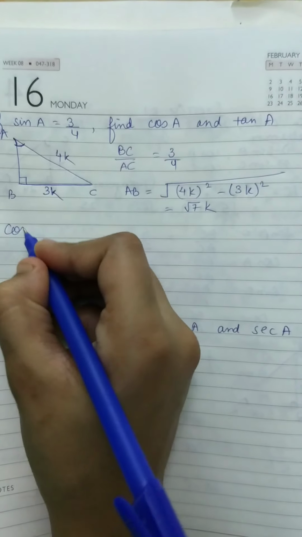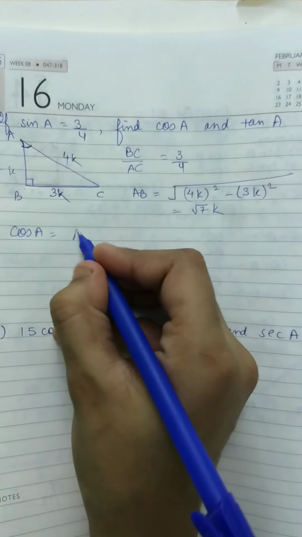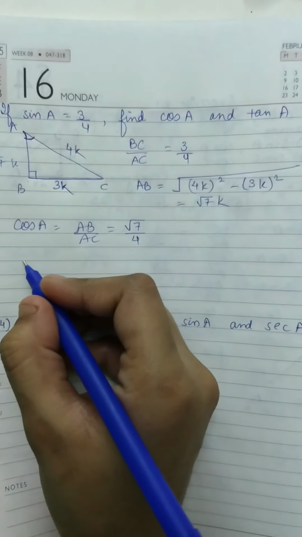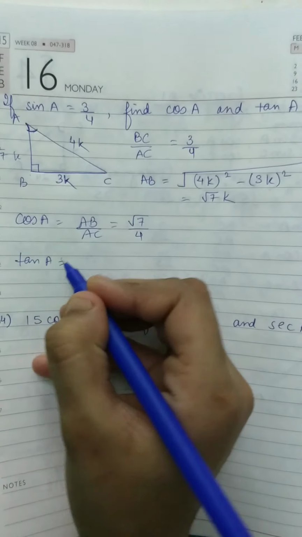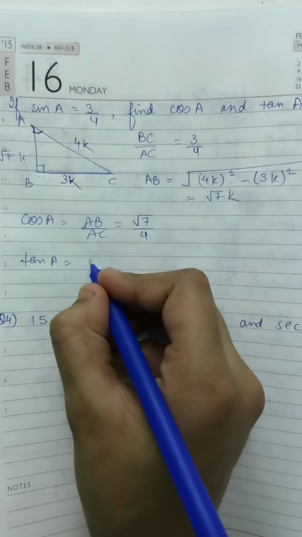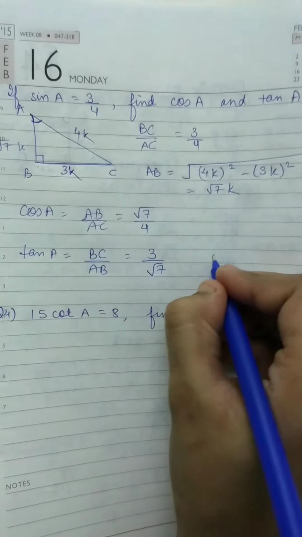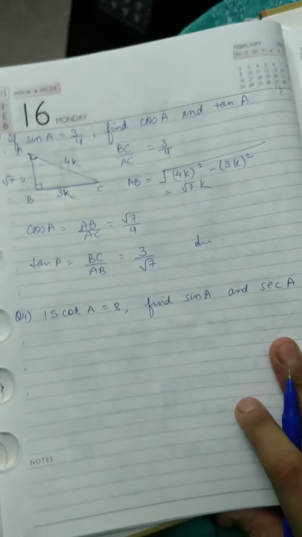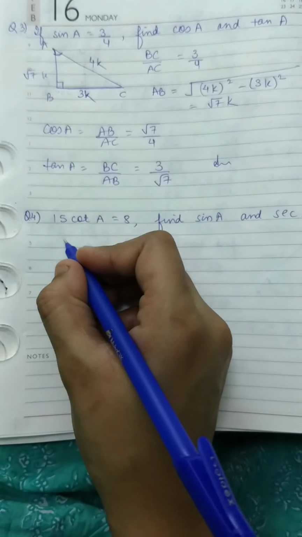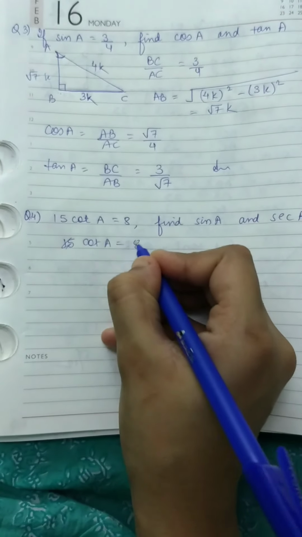So cos A will be, this is root 7K, side adjacent to angle A, AB upon AC, which will be root 7 upon 4. And tan A will be the side opposite to angle A upon side adjacent to angle A, that gives us BC upon AB. So 3 upon root 7 is our answer. Fourth question, 15 cot A is equal to 8. That means cot A can be written as 8 upon 15.